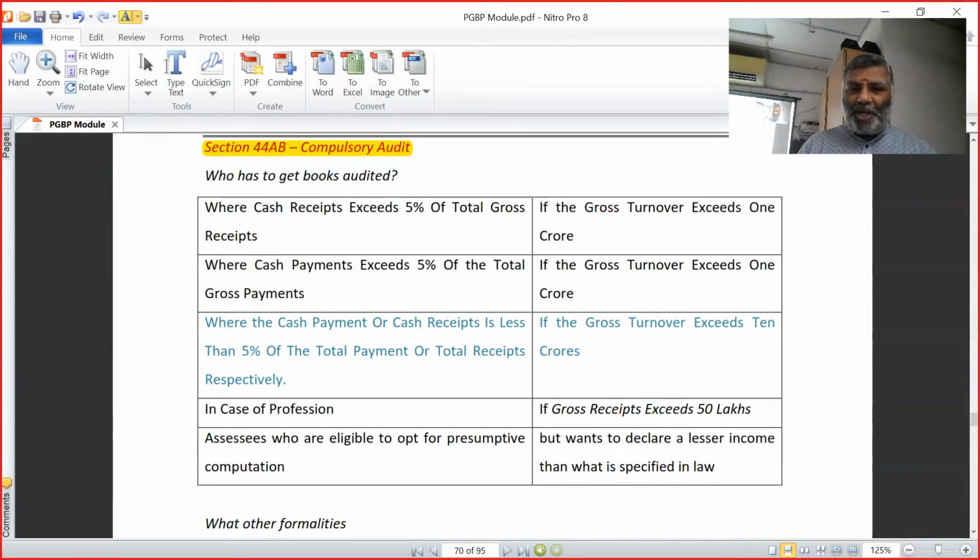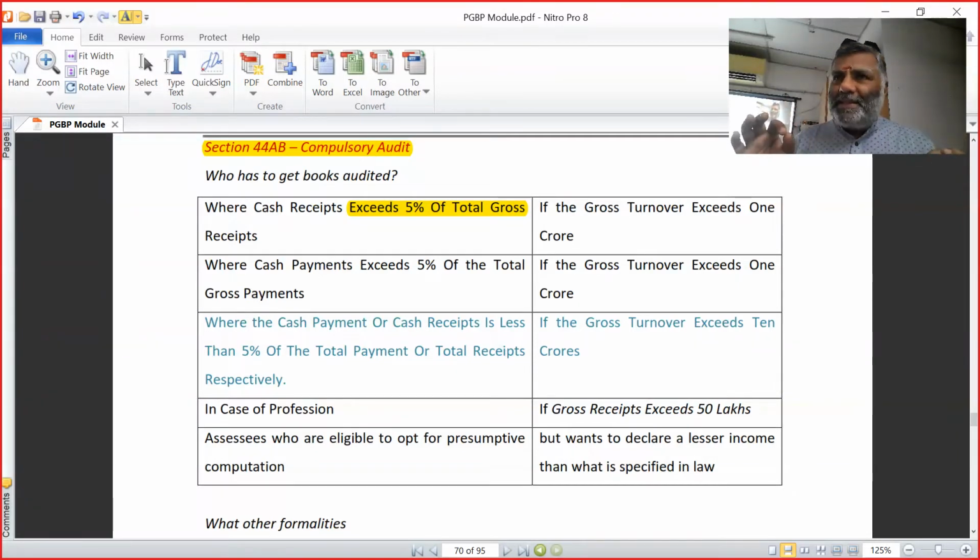Where cash receipts exceed 5% of gross receipts, 1 crore. Or I will talk the other one and come to this. This is the amendment where the cash payment or cash receipt is less than 5% of total payments or total receipts. Now the term cash means all unapproved modes. The CBDT has clarified that.